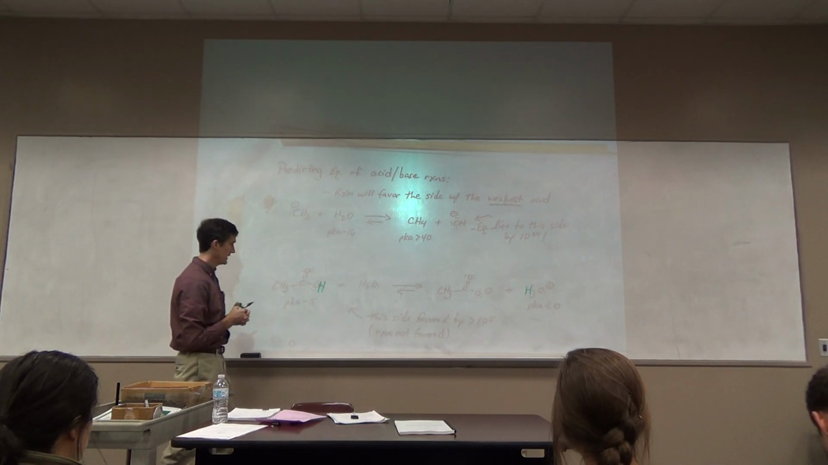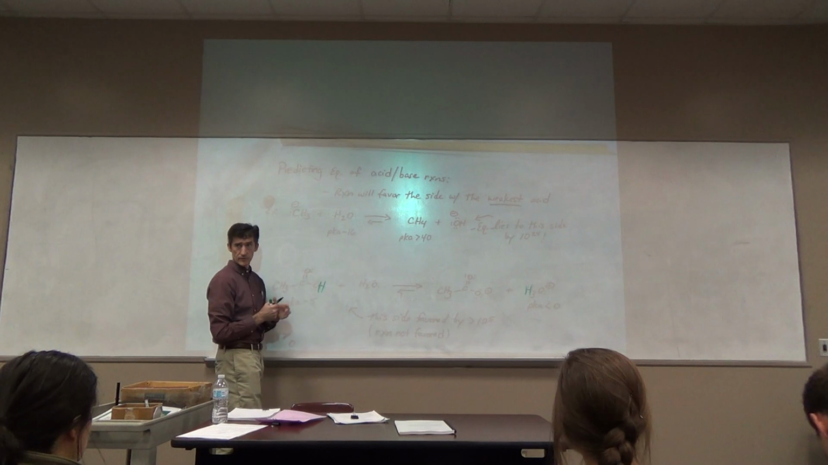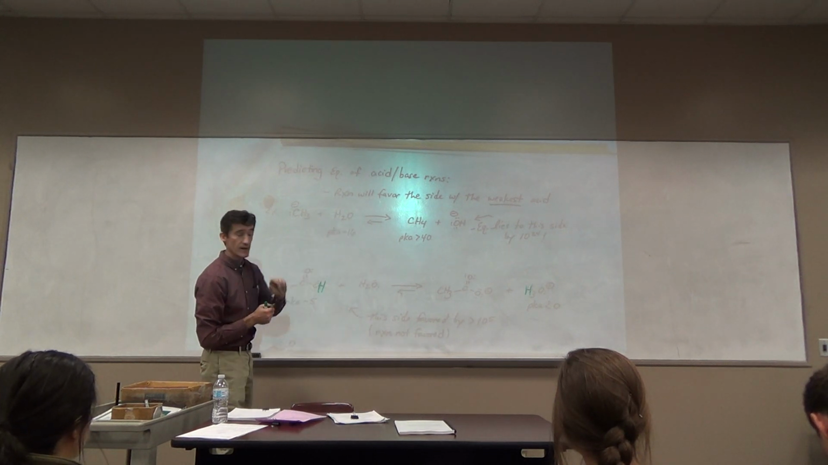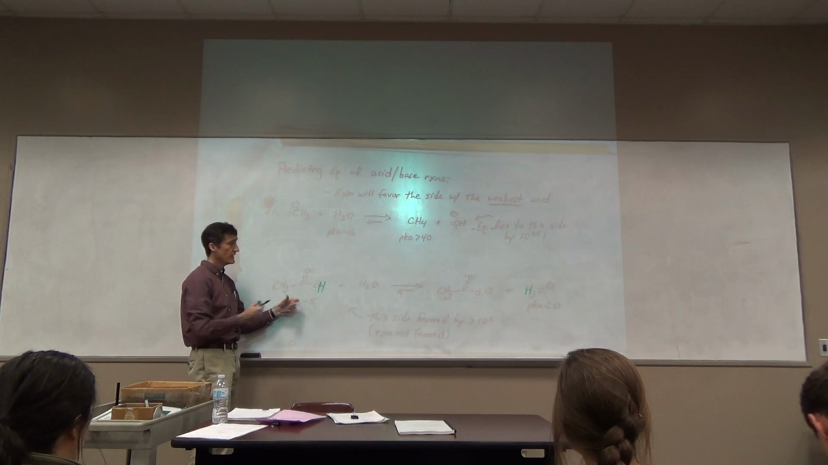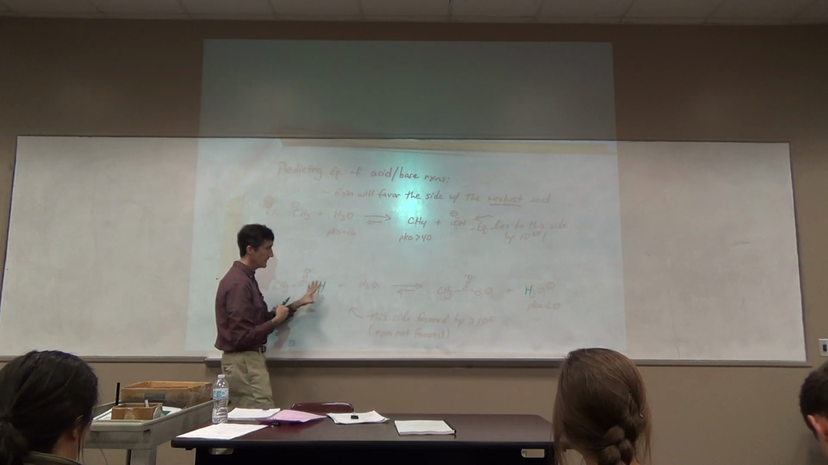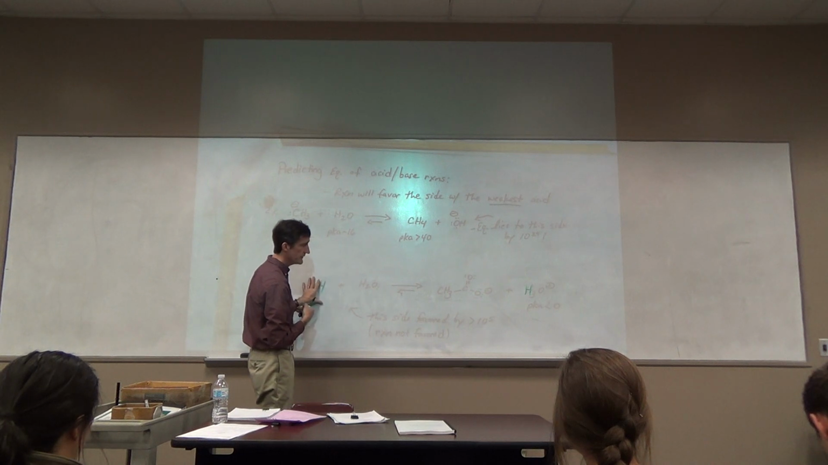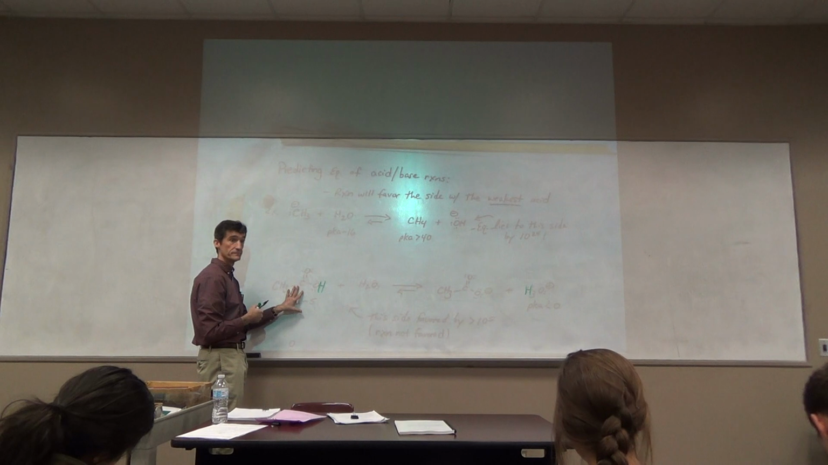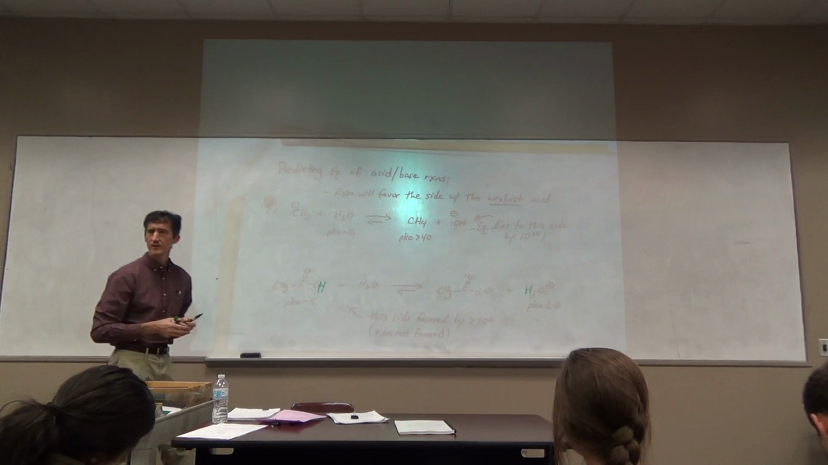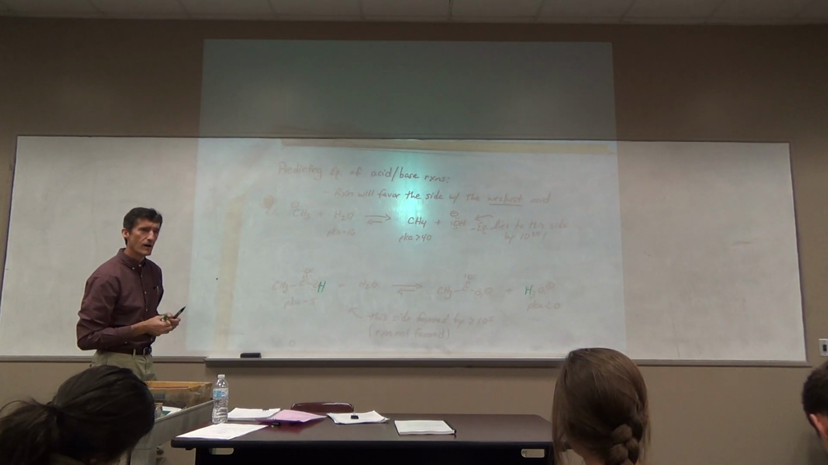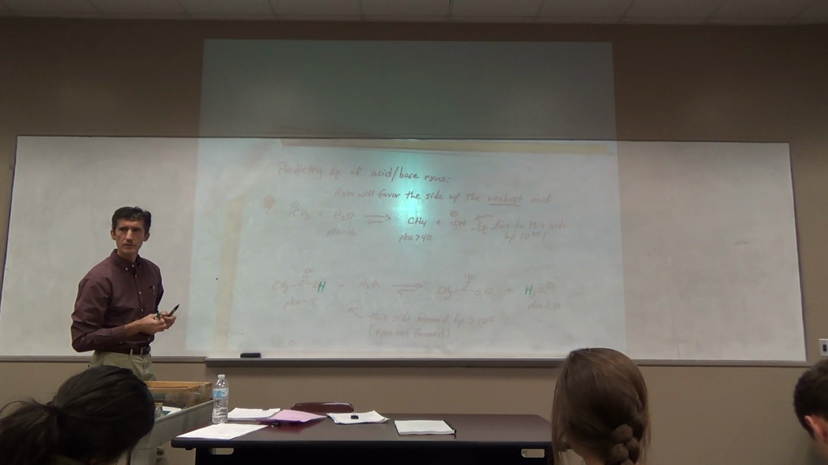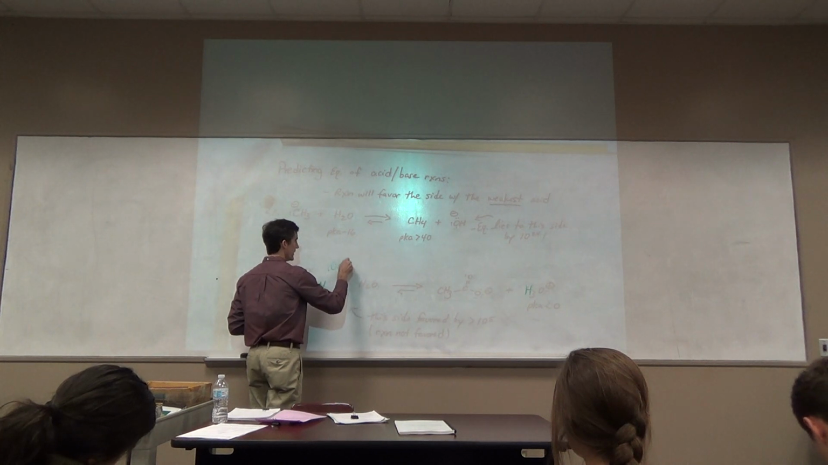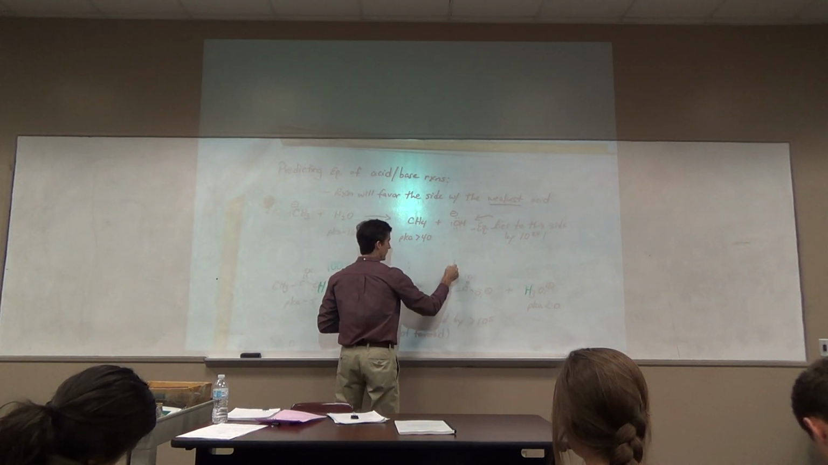Which side's favored? 5 or less than 0? Weaker acid's favored. 5 is favored. This side is favored. Okay? How much is this side favored by? 10 to the 5. Now that's a number that, what is 10 to the 5? 100 is 1,000. What's that? 100,000? 10 to the 5 is 100,000. That means in equilibrium we have 100,000 of these and one of those.